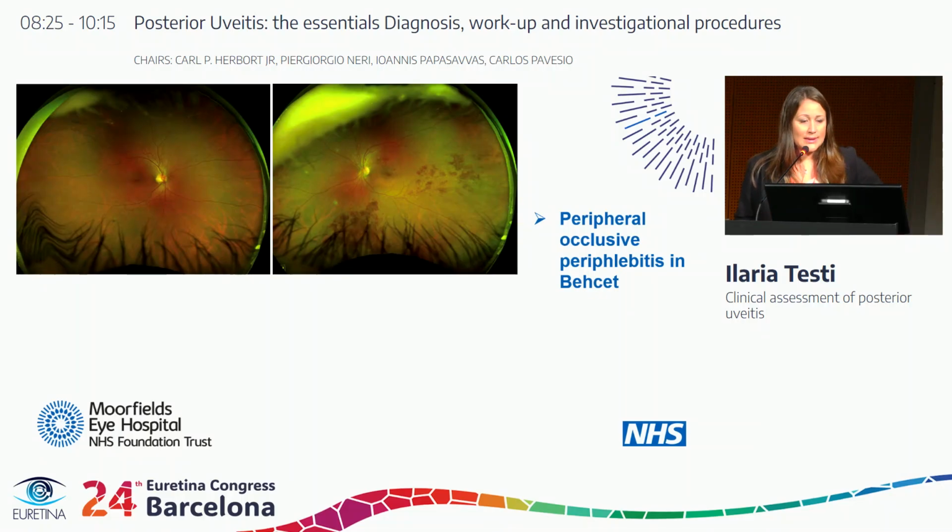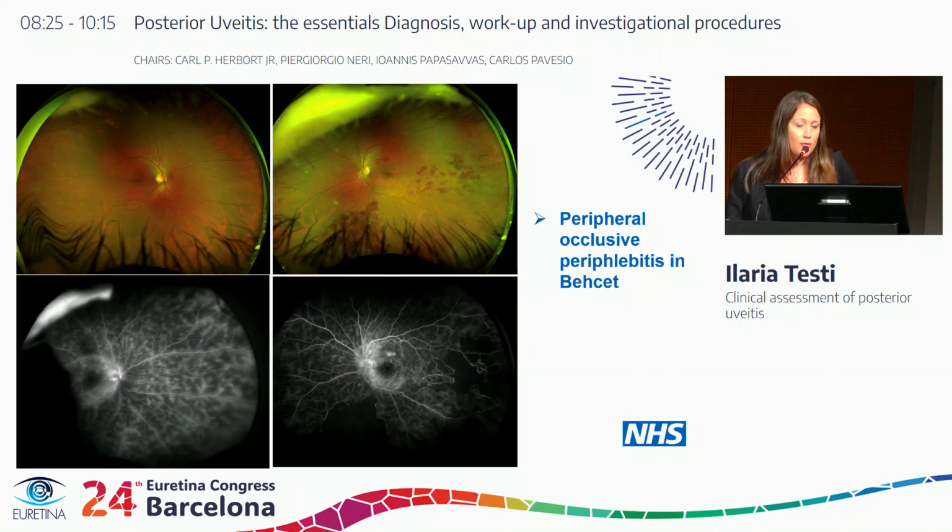So let's take a look at this case. We have a left eye, clinically with a few retinal infiltrates, and vasculitis that looks like occlusive vasculitis with retinal hemorrhage. And when you perform an FFA, you can see here areas of capillary non-perfusion. So this is a peripheral occlusive periphlebitis in Behçet.